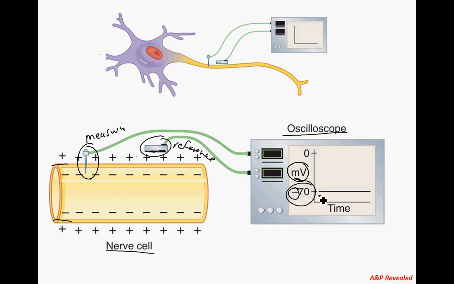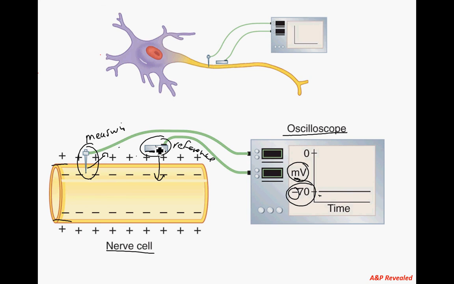So if you understand this, you'd be able to then predict what would happen to this line right here if I switch this. If I put the reference electrode here and I put the measuring electrode out there, what would that line look like on the oscilloscope? Okay. And then another question: what if I put this electrode on the outside here with this reference electrode on the outside? What would that line look like on the oscilloscope?